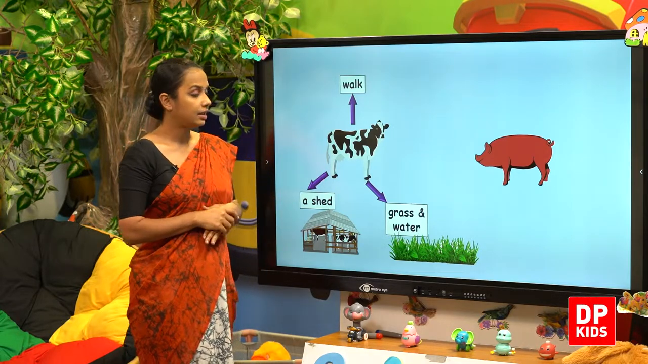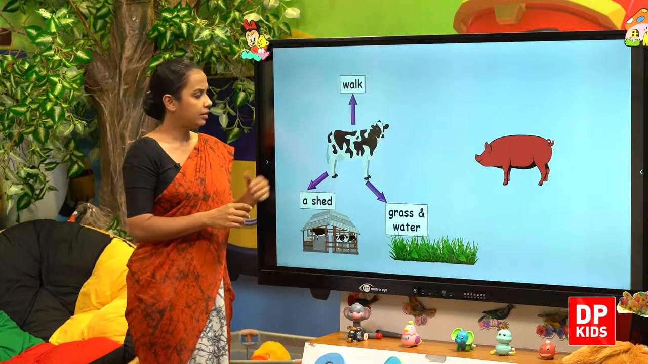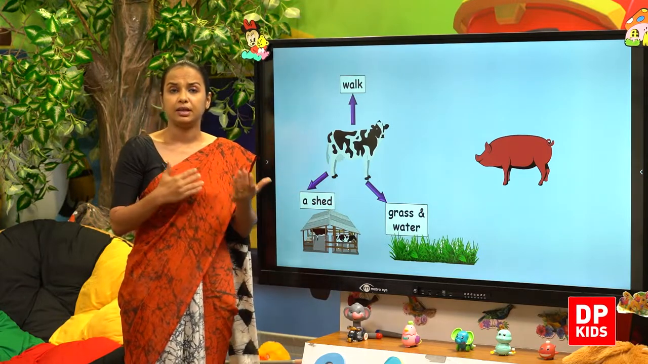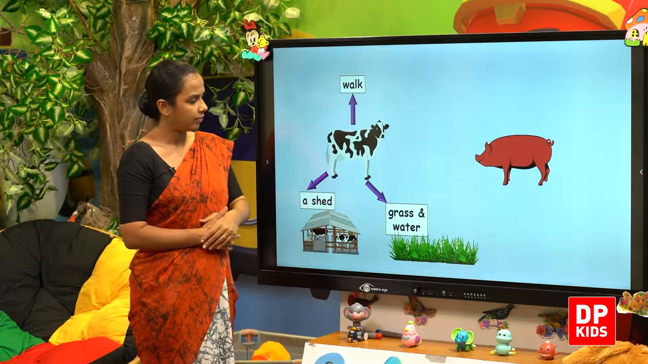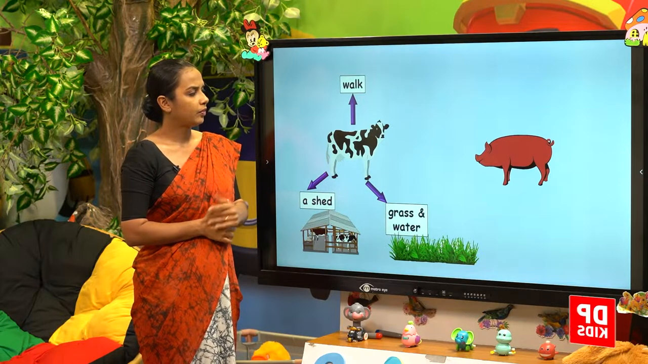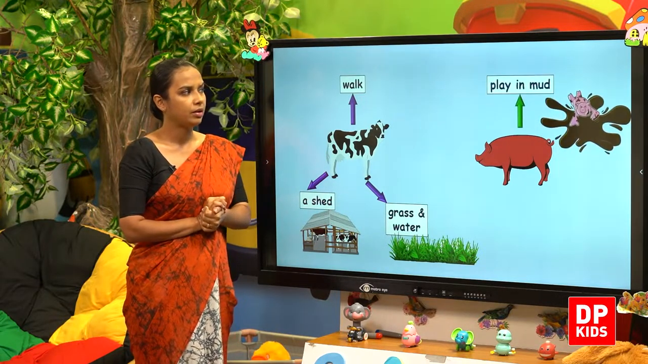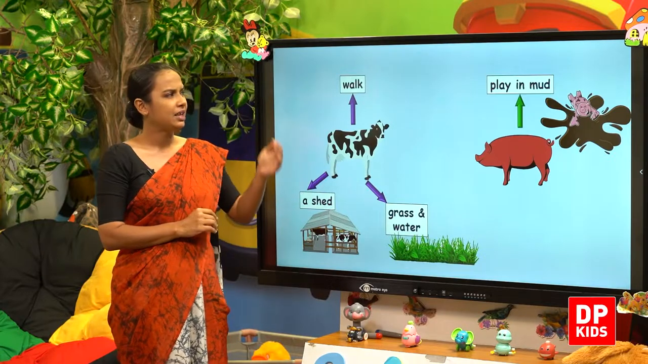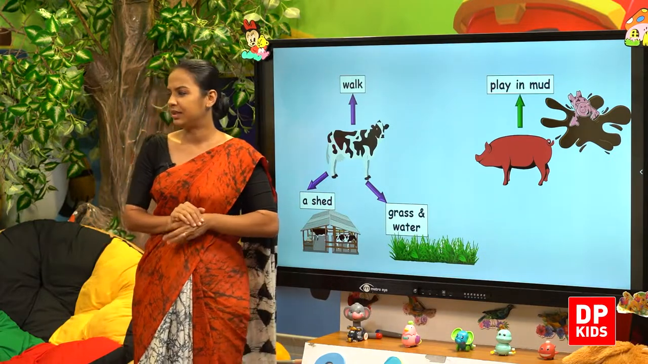So a shed. Where does the cow live? In a shed. Okay. Then again, the next is about the pig. The pig loves to play in mud.